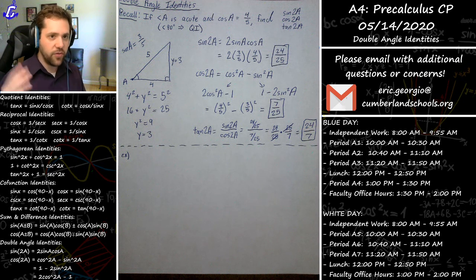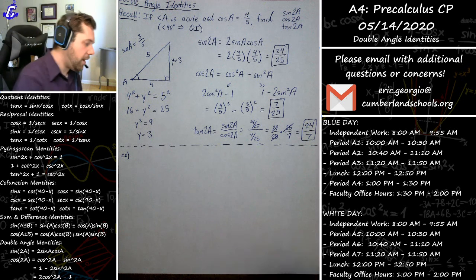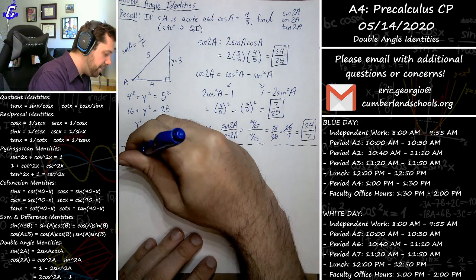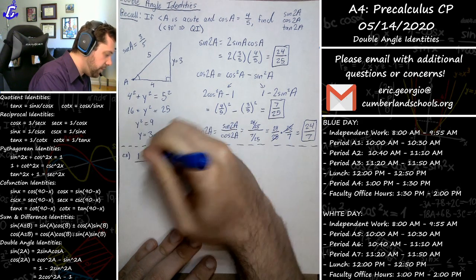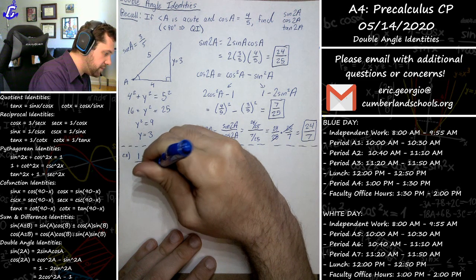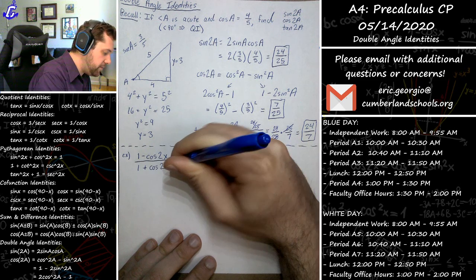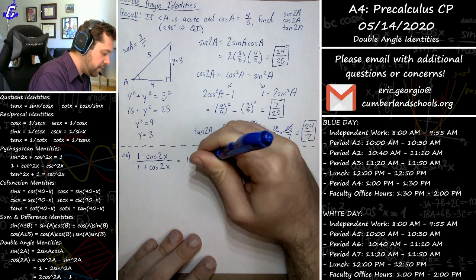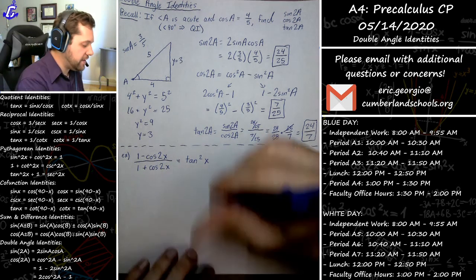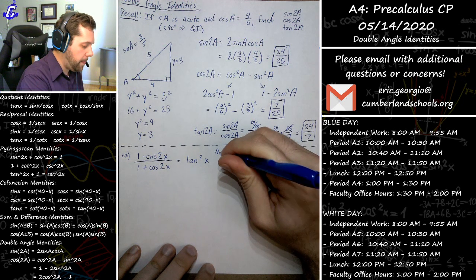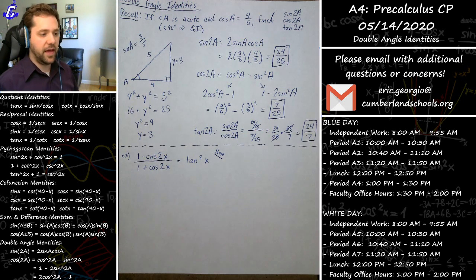So I'm going to try to walk you through and explain why I picked this version of cosine of 2a versus another version. So let's start with our first proof. We have 1 minus cosine of 2x all over 1 plus cosine of 2x is equal to the tangent squared of x. Okay? And I'd like to prove that that's the case.